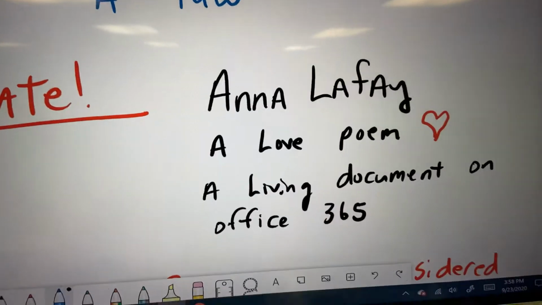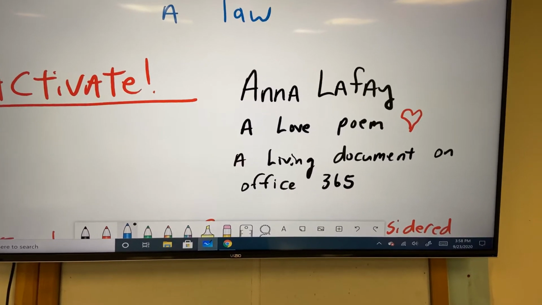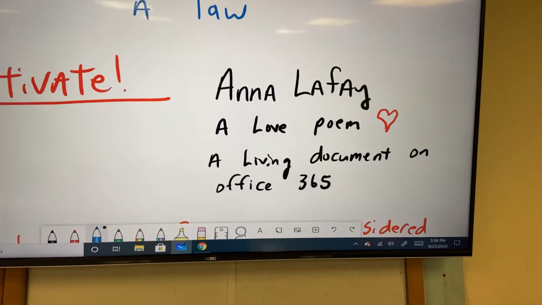Now, the last little lesson in this unit that we're going to learn about is the Constitution and how it is a flexible living document. And I have my own living document to show you. You can see, to activate your brain, I'm going to read you a love poem, a living document on Office 365.